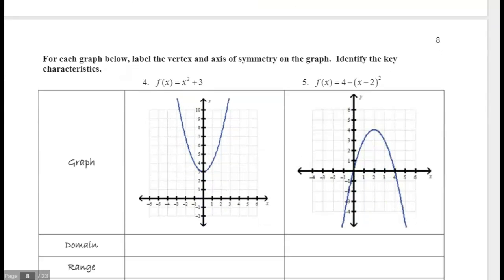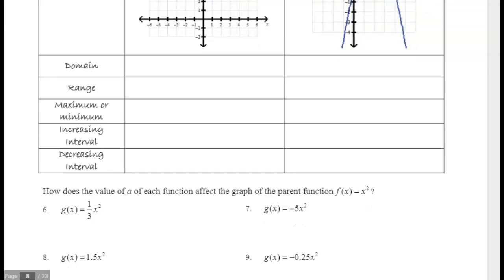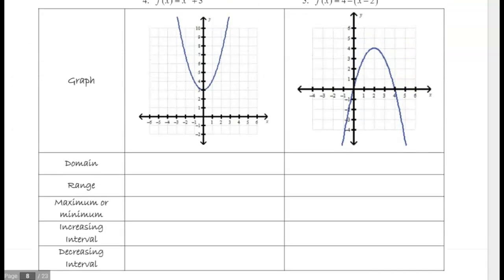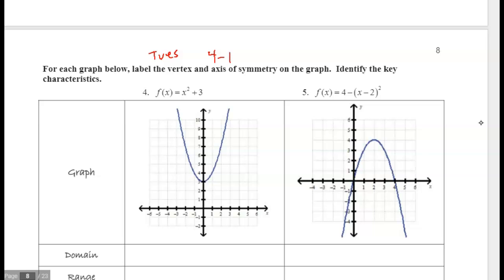So what is your assignment today? Actually, I'm going to give you 2 assignments. Your assignment for Tuesday is number 4 and 5, which we already did last week. You're doing 4 through 13, so you're doing this whole page. 4 and 5 is just a review of what we did last week.